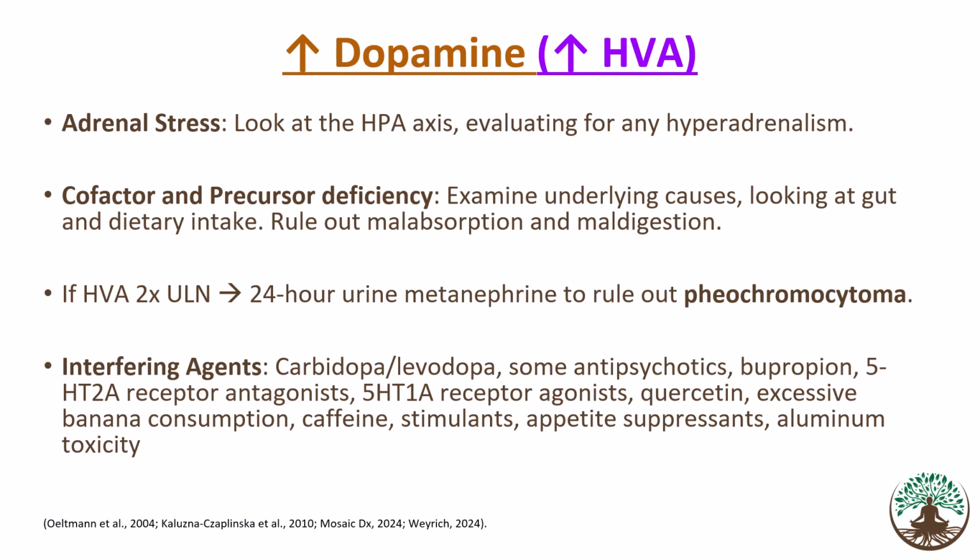For a high dopamine or HVA, consider the following areas in your root cause evaluation. Hyperadrenalism can be evaluated through cortisol curve testing. For cofactor and precursor deficiency, examine underlying causes by looking at the gut and dietary intake, ruling out malabsorption and maldigestion. If the HVA is 2 times the upper limit of normal, conduct a 24-hour urine metanephrine to rule out pheochromocytoma. Several interfering agents are listed here that could be considered in the context of dopamine or HVA elevations.